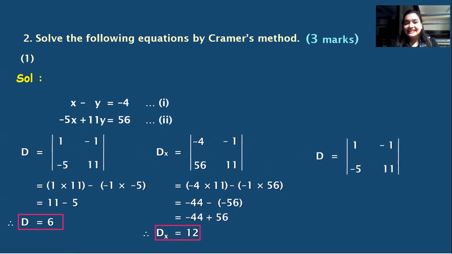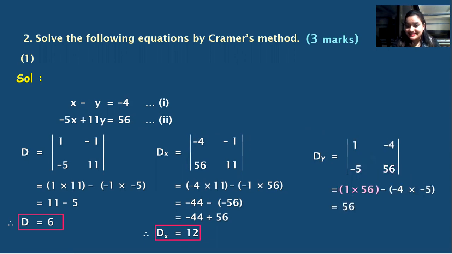Now we will find Dy, that is determinant of y. So we need that determinant. For Dy, delete the coefficients of y and replace them by the constants. So we will cross multiply. 1 into 56 minus 4 into minus 5.